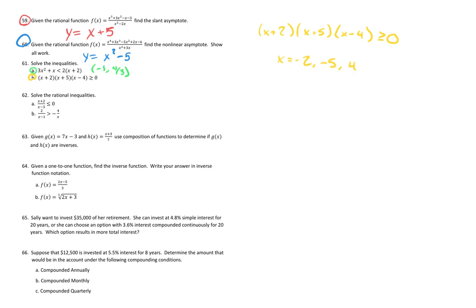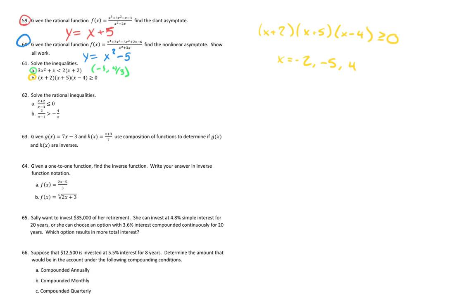Okay. So we know that each one of these, if we plug in negative 2, it's going to work because that is equal to 0. If we plug in negative 5, our equation is good because this is equal to 0. If we plug in 4, this will all be equal to 0. So we know that these numbers should all be included in our solution set somehow. But we want to find these intervals.